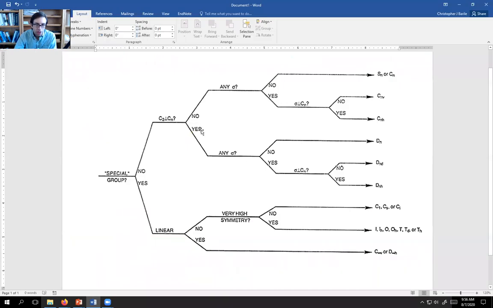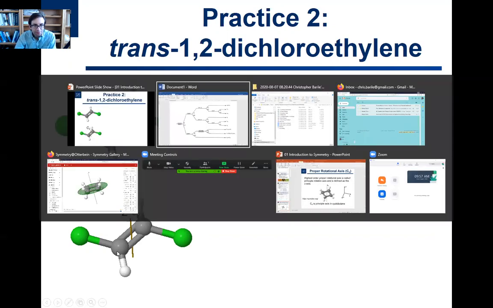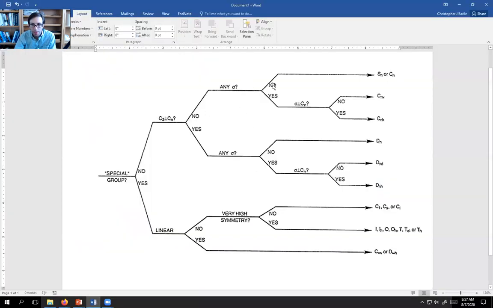The question is asking us, are there any perpendicular C2s to that Cn we just found? So are there additional C2s perpendicular to this C2? That would be something like here or here, maybe like that. And the answer is no. If you imagine this one, that would take this hydrogen and put it out into space here, and that hydrogen out into space there, so that's not a symmetry element. The answer is no.